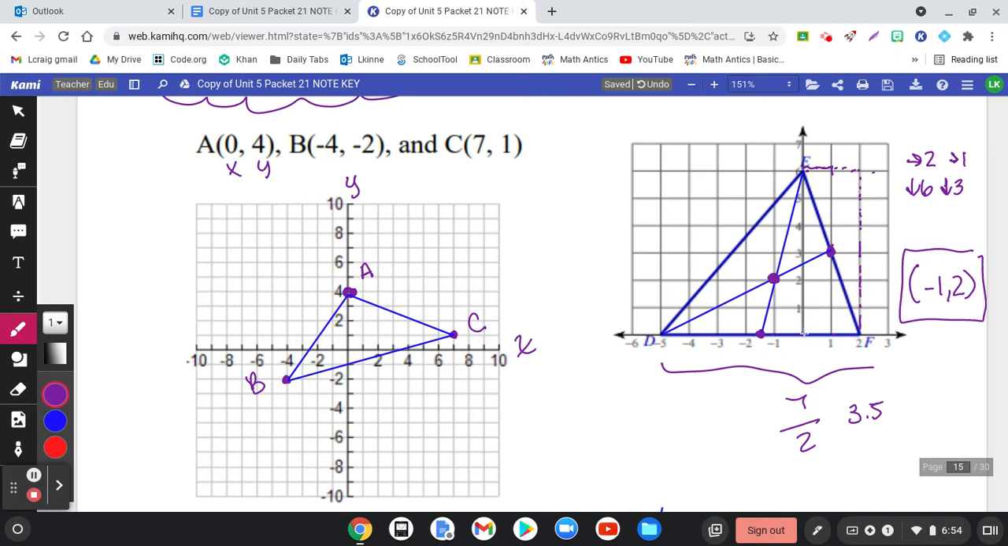Okay, so this one's a little more complicated. We don't have a nice flat side to deal with, but that's okay. Just pick any two sides. I'm going to say, why don't we look at AB right here?